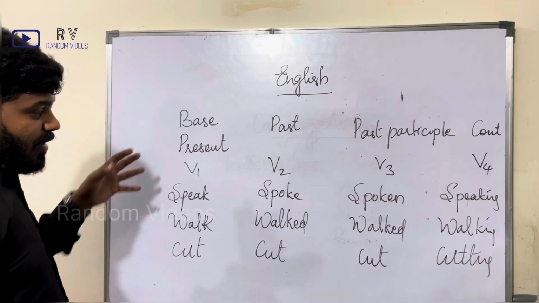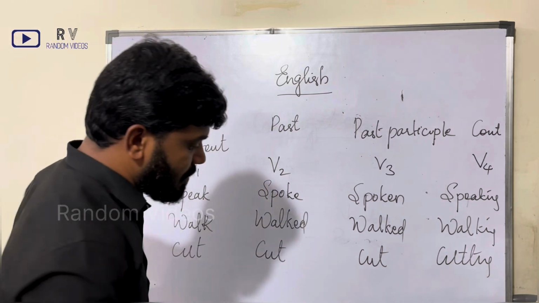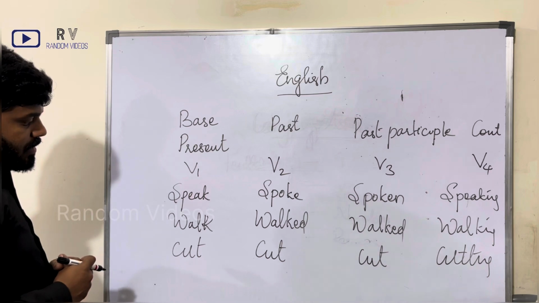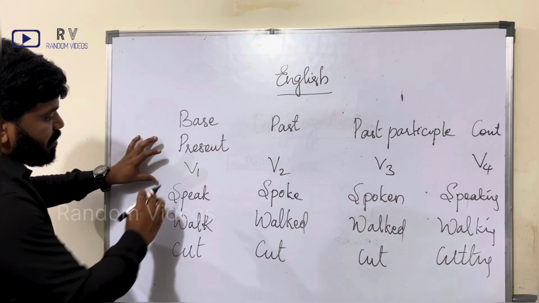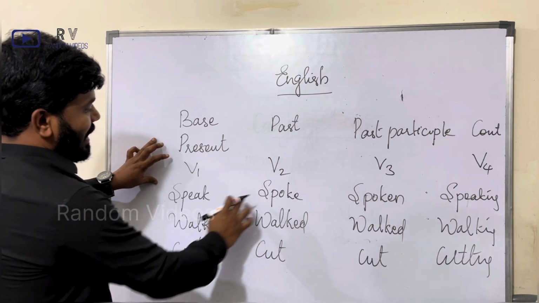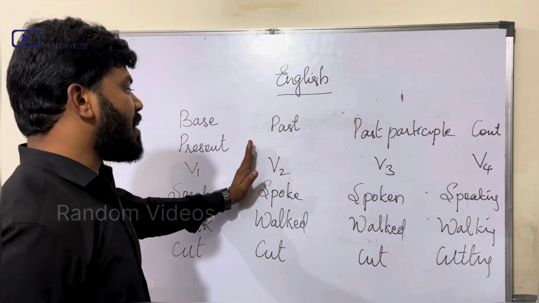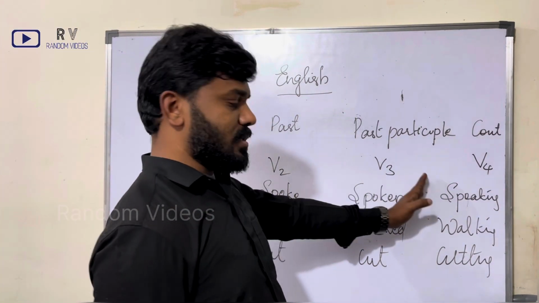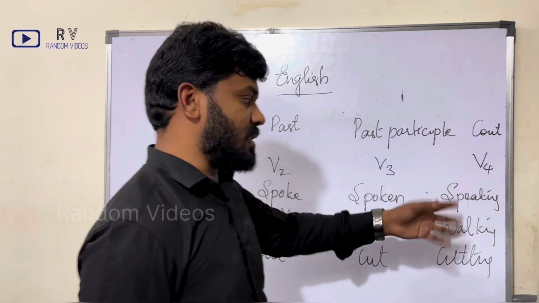If you observe these 3 verbs, there is a lot of difference. See, from the base form, the past form is entirely different. From the past form, the participle form is completely different. And of course, continuous form remains the same, speaking.